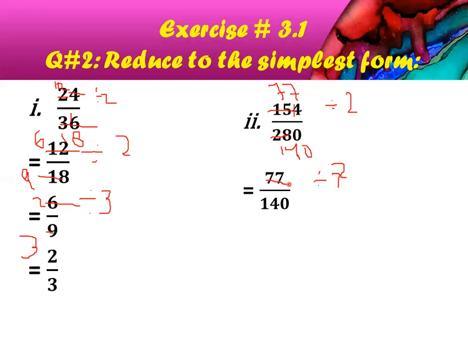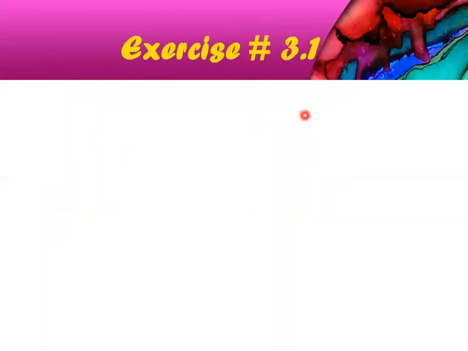So how? 7 into 1 is 7. 7 into 2 is 14 and 0 will be copied as it is. So what will you get at the end? 11 upon 20. So 11 upon 20 will be the right answer. Or you can say that 11 upon 20 is the simplest form of the given fraction, that is 154 upon 280. Now move on to question number 3 from the same exercise, exercise number 3.1.